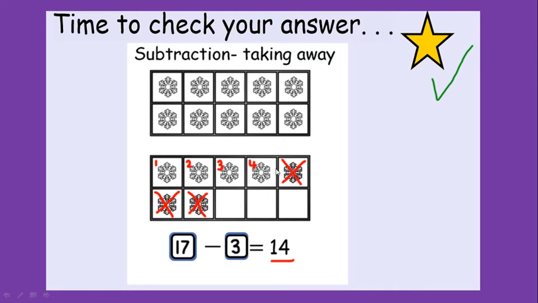So then I looked and I thought, oh, so I've got to get rid of that one, and that one, and that one. Oh, so I've got to subtract 3. I've got to take away 3. So my number sentence should read 17 snowflakes all together, take away 3 snowflakes, leaves me with, it's equal to 14. Well done if you got that right.